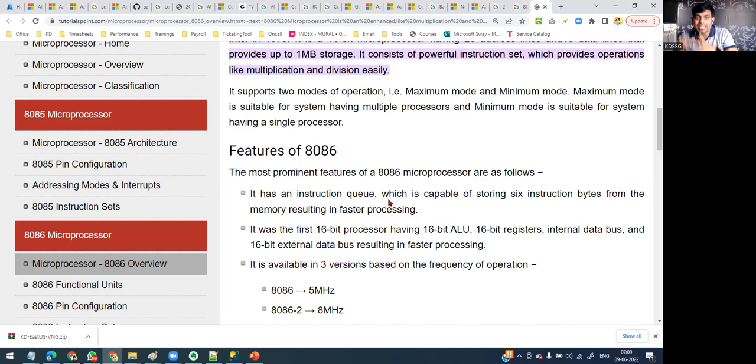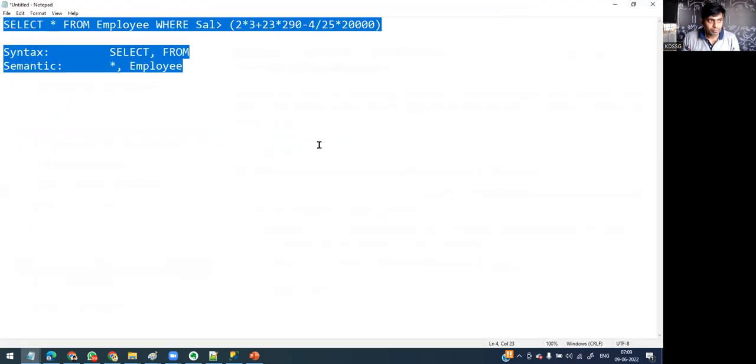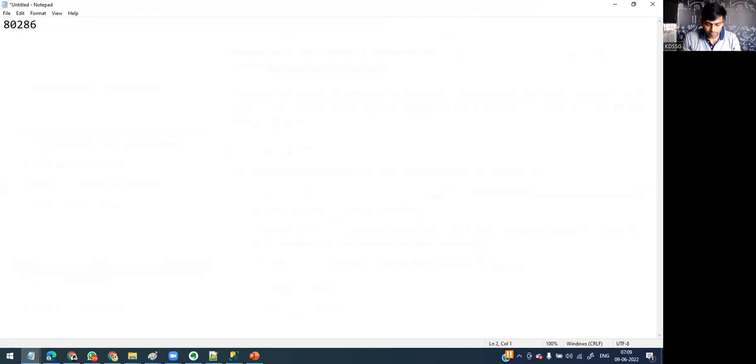Later came models like 80286 and 80386, so to avoid confusion they removed all that and just called it x86, so all x86 systems are 32-bit. The normal 8086 was 16-bit. The processor works on bits. And now the latest technology is x64, which is nothing but directly 64-bit.